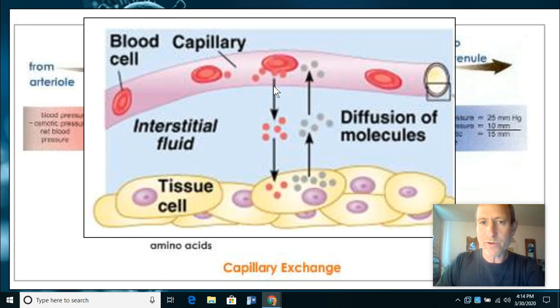All cells are supported by capillaries. So here we are having molecules diffuse out of this capillary to support these cells. These cells take those molecules, they do chemical reactions to them, and it ends up producing waste products, one of which is carbon dioxide. But those waste products can then diffuse out of these tissue cells and into this capillary, and then they can go into the blood where those waste products can be removed by the lungs or the kidneys or the liver.